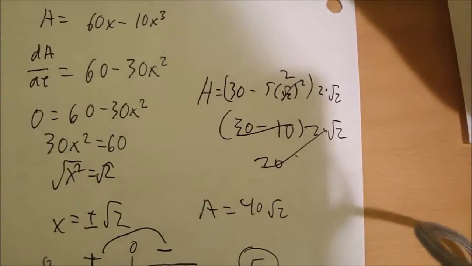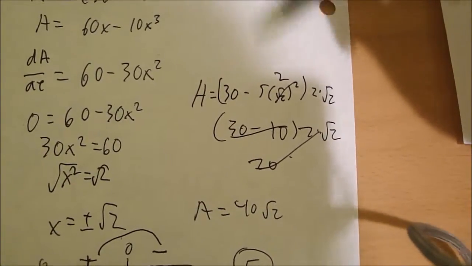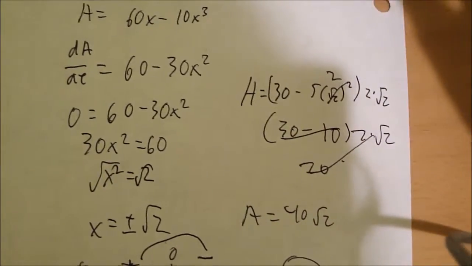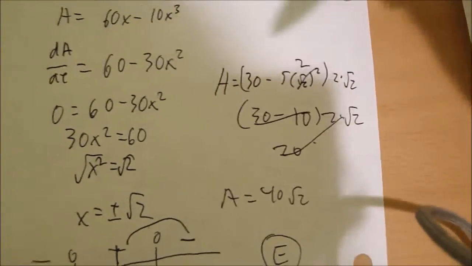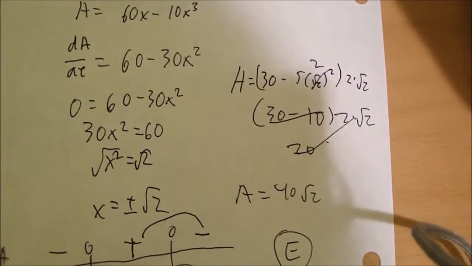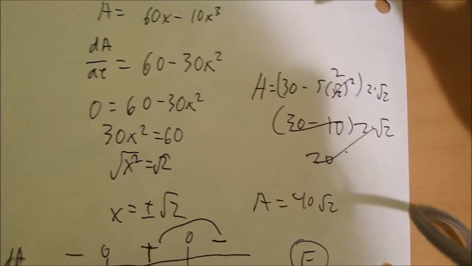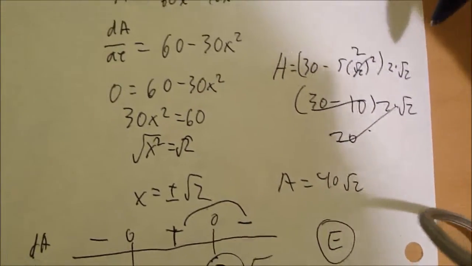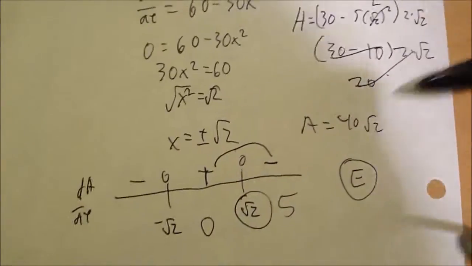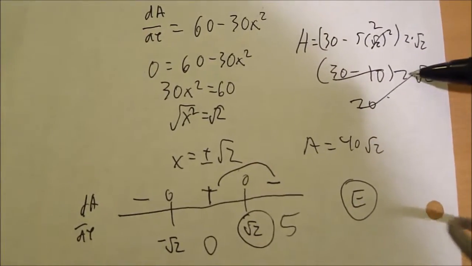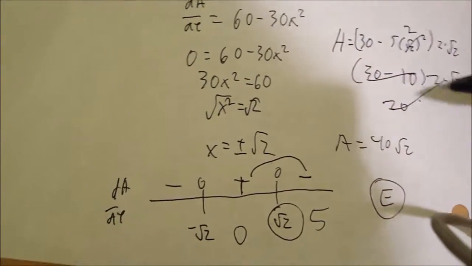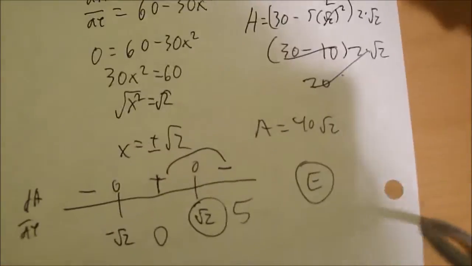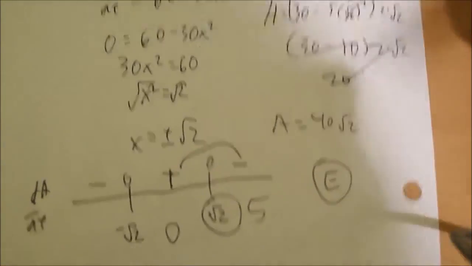So then you do 30 minus 5 times the square root of 2 quantity squared times 2 square root of 2, and then the square root of 2 quantity squared is the same thing as 2, and then you do 30 minus 5 times 2, which is 30 minus 10, that's eventually going to equal 20, and then you do 20 times 2 square root of 2, which is 40 square root of 2, and that's going to be your max area. And then that should be answer choice E, and that is the correct answer.